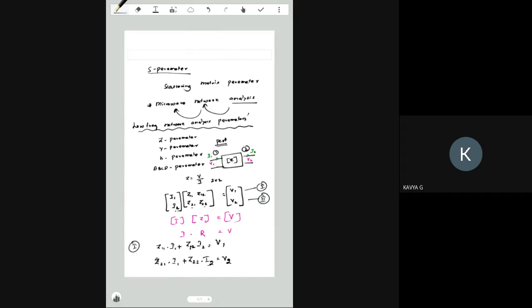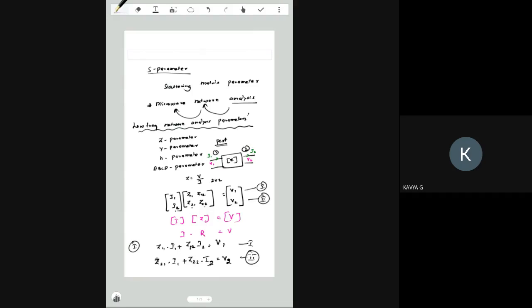Is that clear? So I can do the matrix multiplication, and when I do that, I get two algebraic equations. Just put it in the chat if it is clear, or if it is not correct. Here I have written the Z matrix with the currents, so I get the relation to the voltages: Z21 I1 and Z22 I2. So this is equation 1 and equation 2.